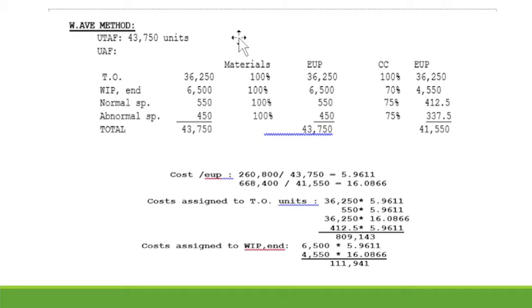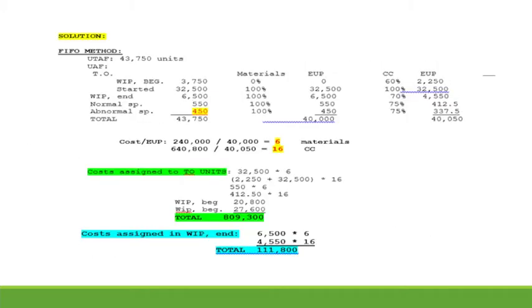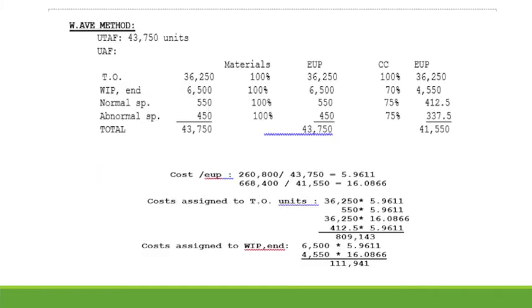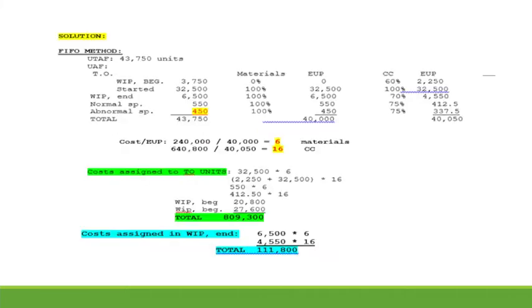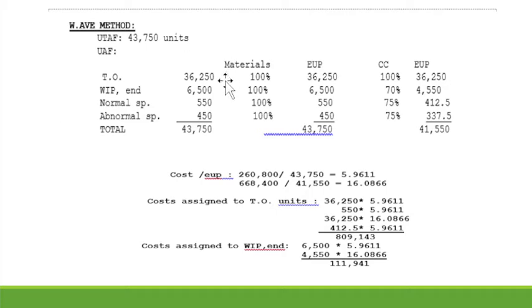43,750. Okay. So, andyan pa rin yung WIP ending, normal spoilage, abnormal spoilage na-identify na natin yan previously dito sa FIFO method. Ito siya. 65, 550, and 450. Parehas ba? Yes, parehas. Okay, the main difference lies now on the transferred out item. 36,250 ang nandito sa weighted average method.